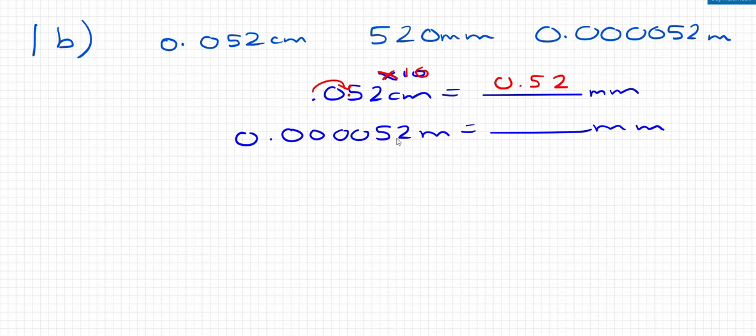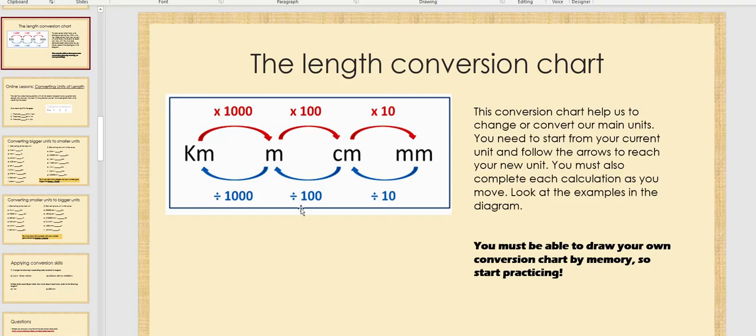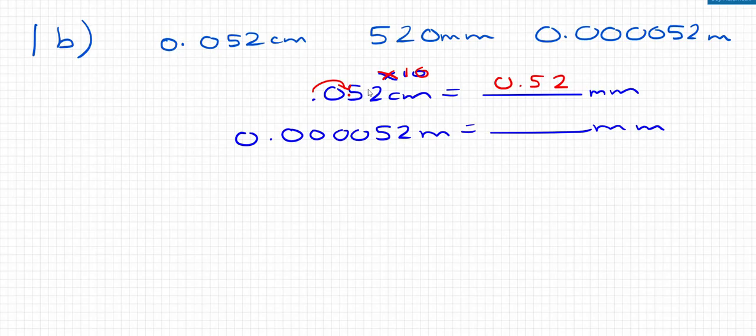Alright, so here, meters to millimeters, conversion chart, meters to millimeters times by 100 and then times by 10. So how many zeros altogether? 1, 2, 3. So 3 zeros. So we're multiplying by 1,000. So times this by 1,000. I can see I have space, so move it 3 times. 1, 2, 3. There's its new spot.